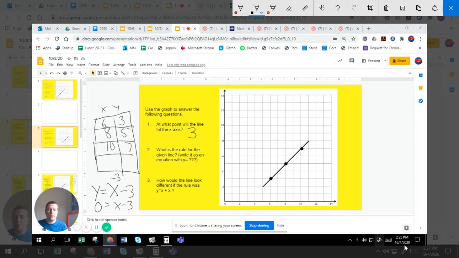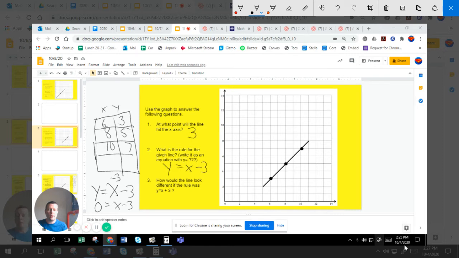Now, what's the rule for the given line? We already did that. All right, we already know y is equal to x minus 3. Well, that's easy. And then our last one, how would the line look different if the rule was y equals x plus 3? Now, that's an interesting question because it's asking us what would happen if we changed the formula. Okay, because if you change the formula, things change in the graph.